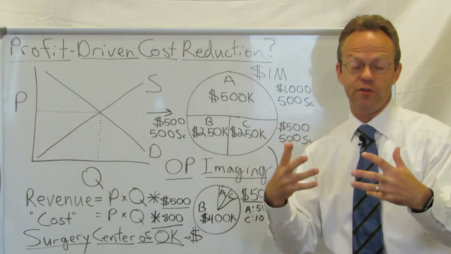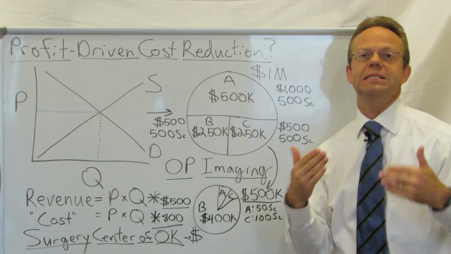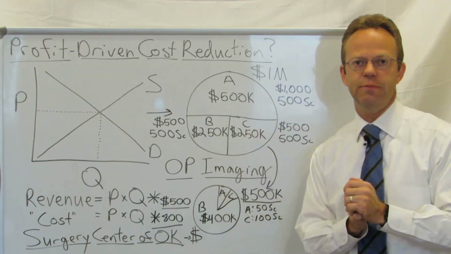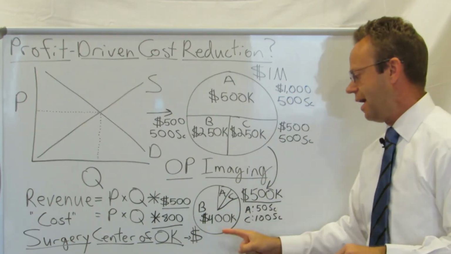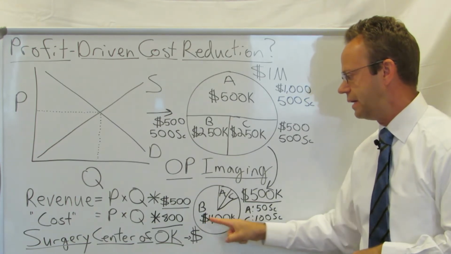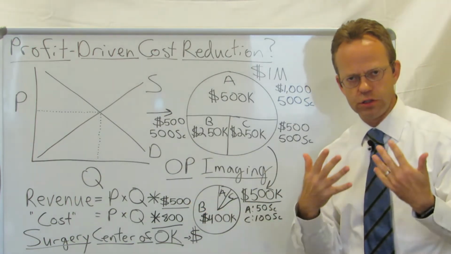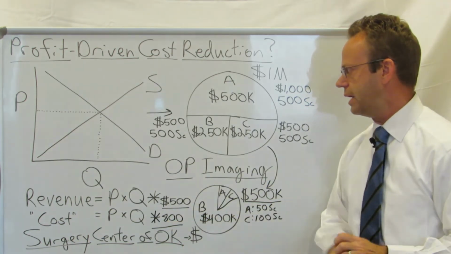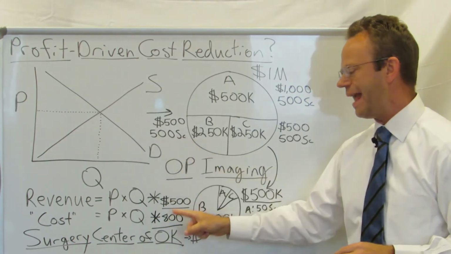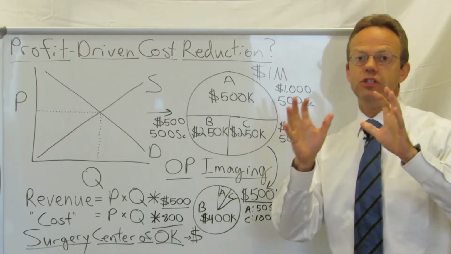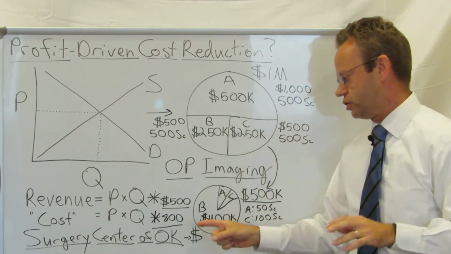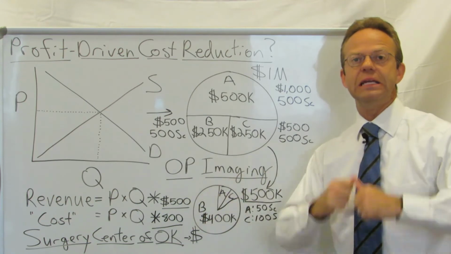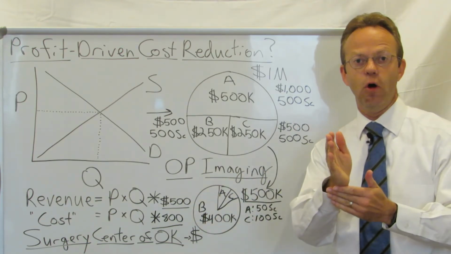Okay, that's great for the employer. If you're the employer, that's fantastic. We've cut our outpatient imaging costs in half. Now, you'll see here that Imaging Center B is still charging $500 per scan, but the volume of their scans went way up, right? It went from 500 scans to 800 scans. So that imaging center basically increased their revenue through increased volume, okay?